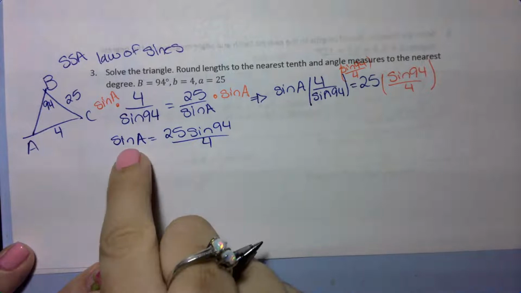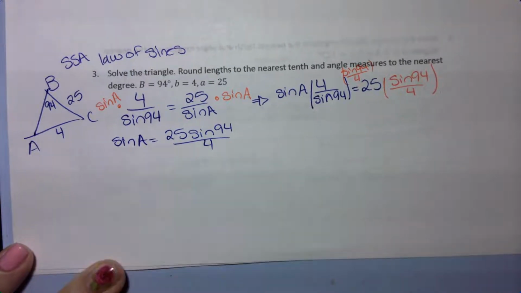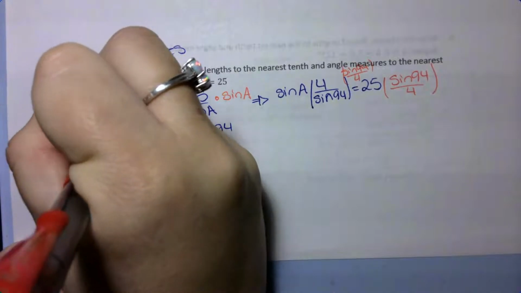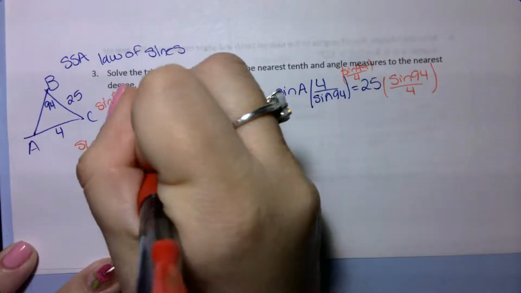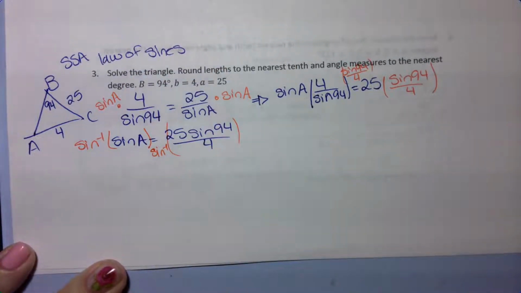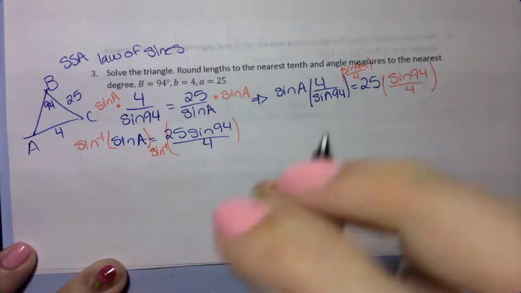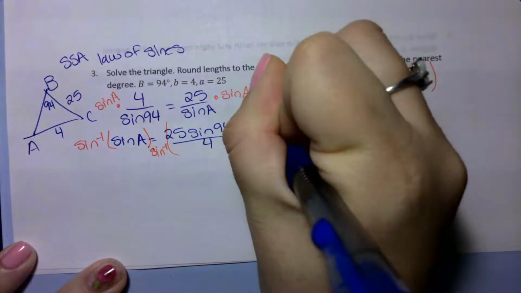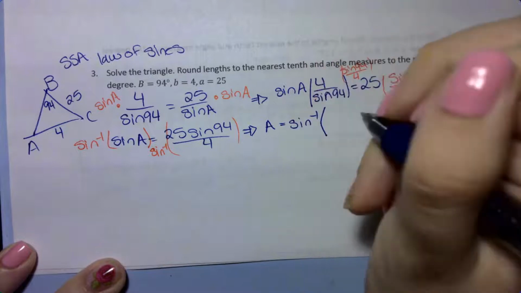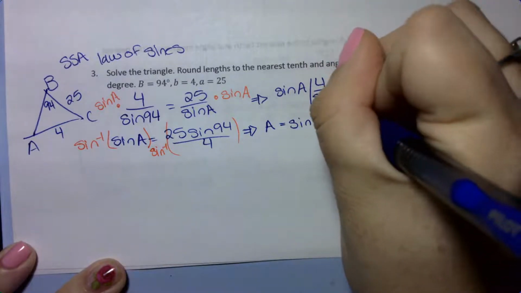I need to get rid of this function in front of A. The opposite of the sine function is the inverse sine function. This is always written in front because it's a function. So on my left side, the inverse and the function cancel out. So I have A equals sine inverse, and then everything I had on the right is in parentheses.